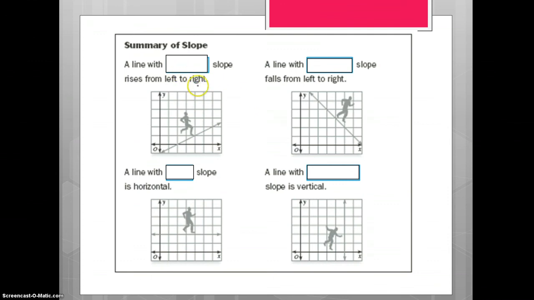So, summary of the slopes. See how this guy looks like he's walking up? That's a positive slope. If it looks like it's falling from left to right, looks like it's going down, it's a negative slope. Horizontal line, you can see he's walking on the slope, it's 0. Here he's falling, it's undefined. That is the end of the lesson.